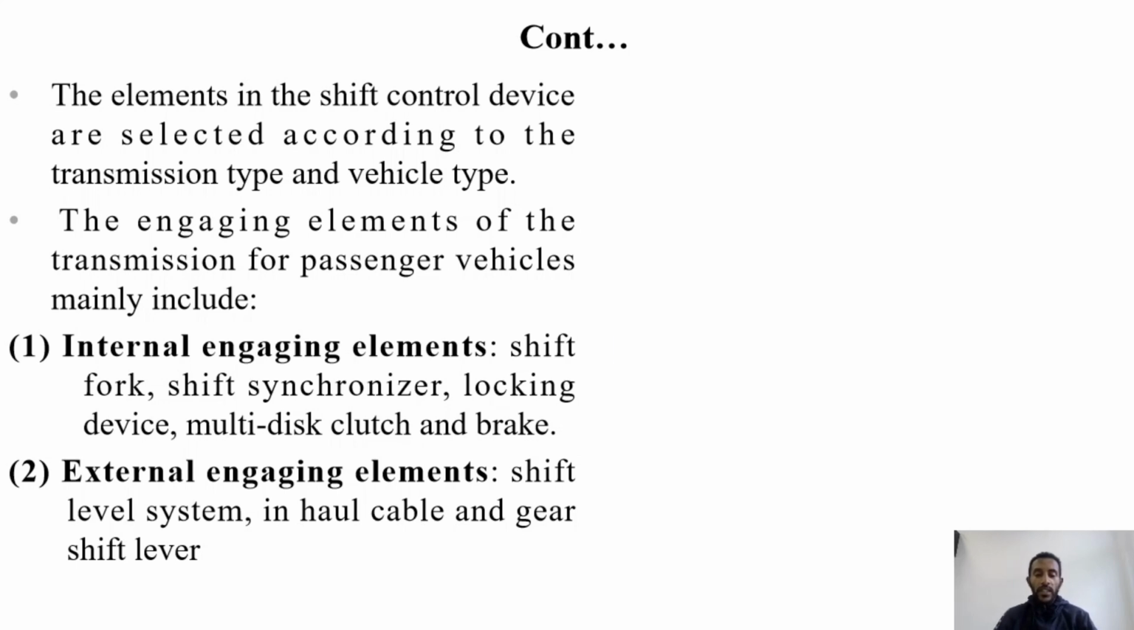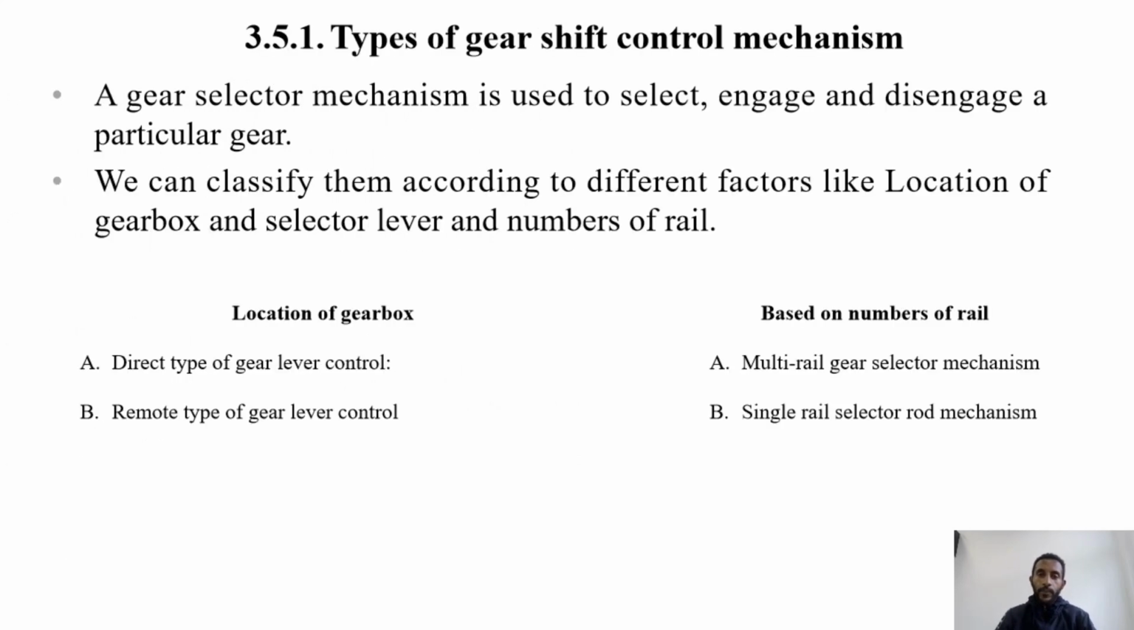So they transfer the driver effort, but the internal engaging elements lock one gear from another, or one shaft from the gear, or the gear to the shaft. So this is one thing. The type of gear shifting control mechanism: we can categorize this gear shifting mechanism by location of gearbox and based on number of rails.